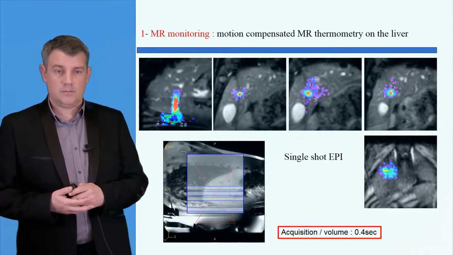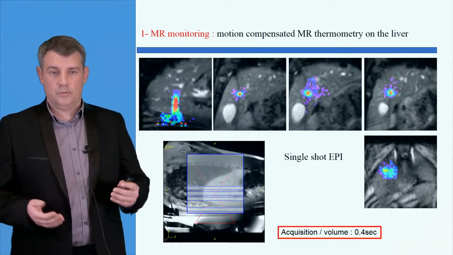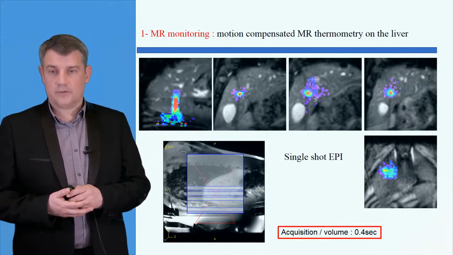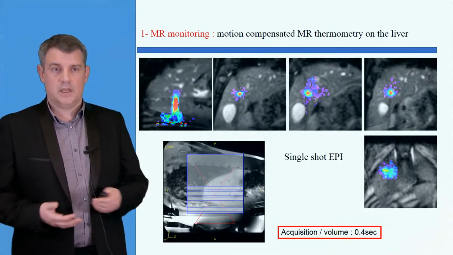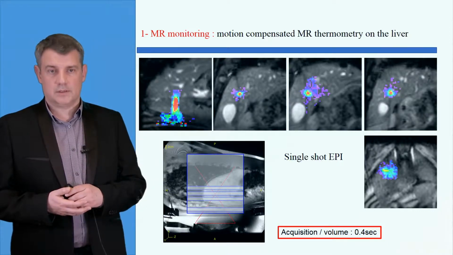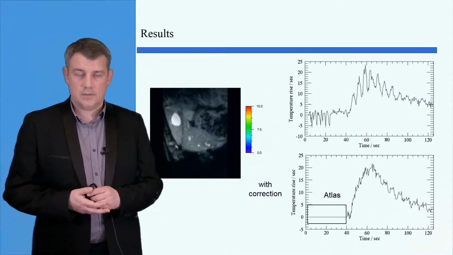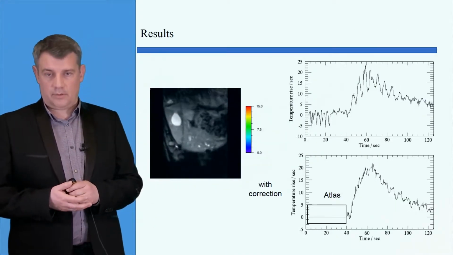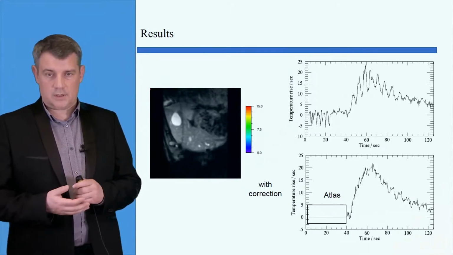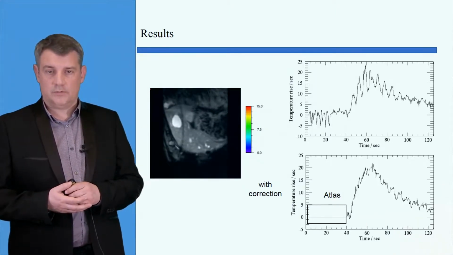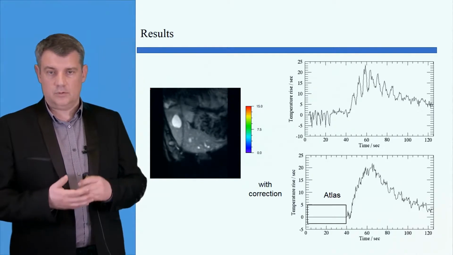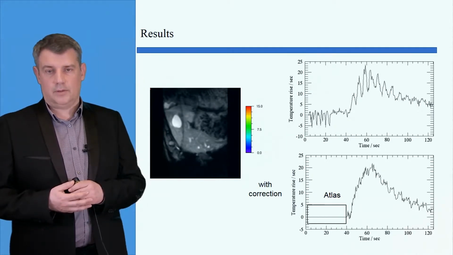And using these fast imaging methods, you can acquire this volume or these slices in less than half a second, which means that you can update this more than twice a second. So this is an example of a treatment during breathing. The first images are collected to compensate for the motion. So we clearly see the liver moving up and down.